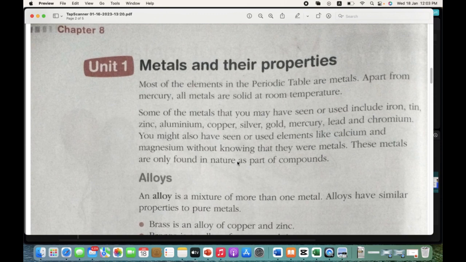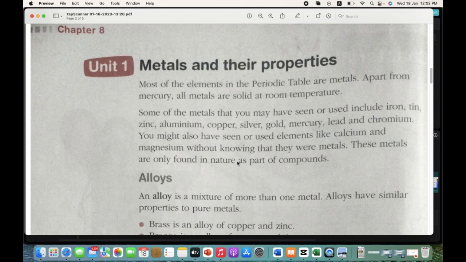Now, some of the metals that we are familiar with are, one, iron. Tin is a metal. Zinc is a metal. Aluminium is a metal. Copper is a metal. Silver is a metal. Even gold is a metal. Mercury is a metal, despite not being a solid at room temperature. Lead is a metal. Chromium is a metal, and so on.